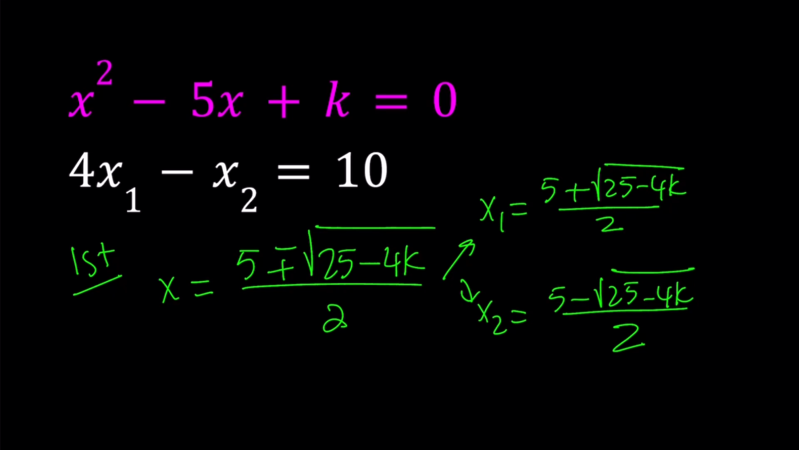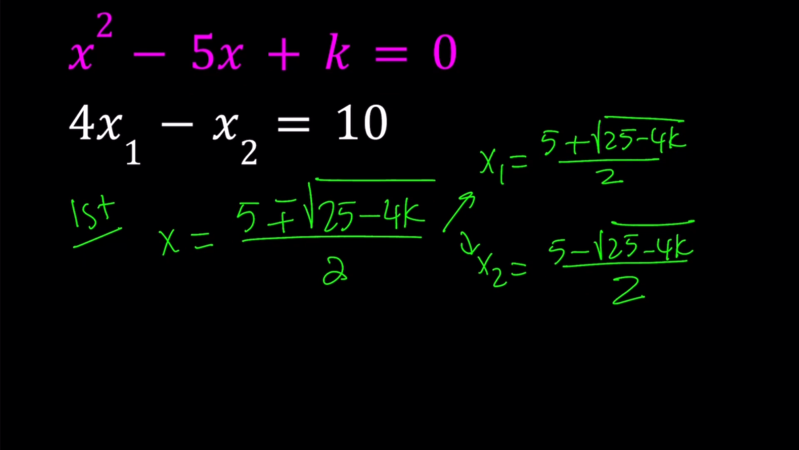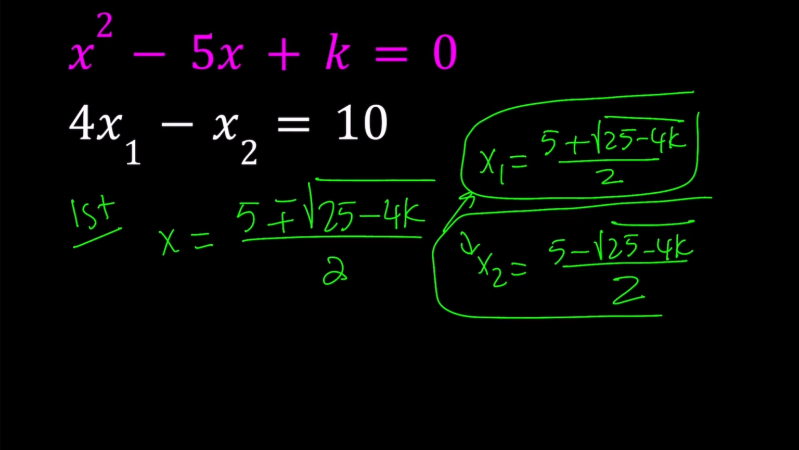Now, we got those two roots in terms of k, and we are given a relationship, so we do know how x1 and x2 are related. Let's go ahead and plug these into the equation here. So this one and this one, we're going to substitute here. Okay, let's go ahead and do that.